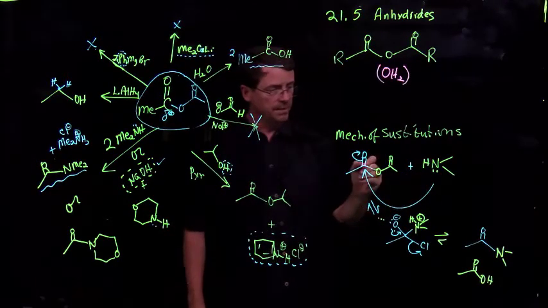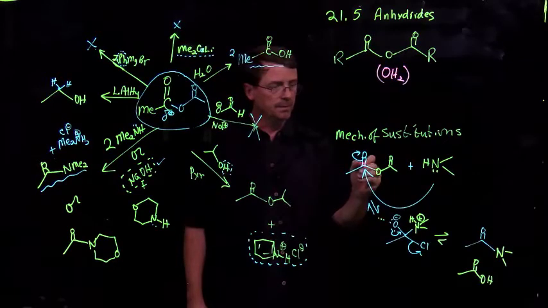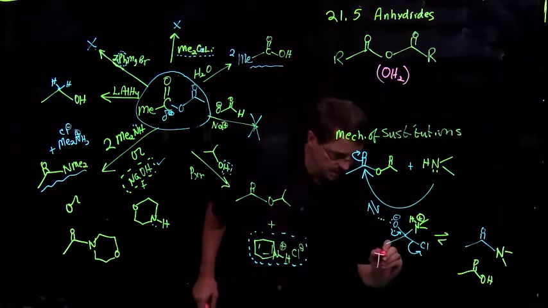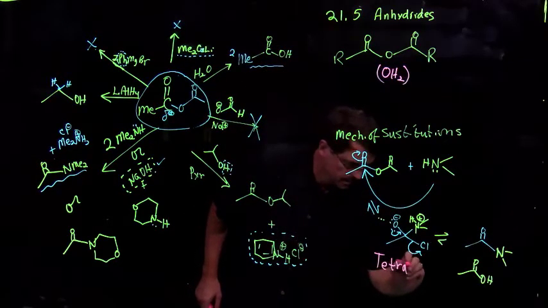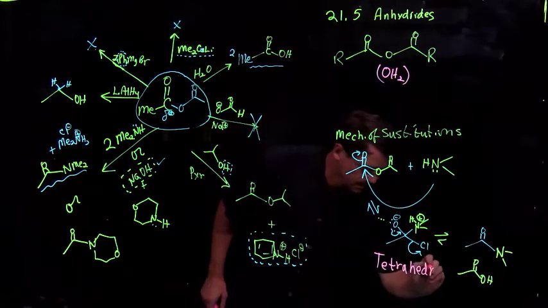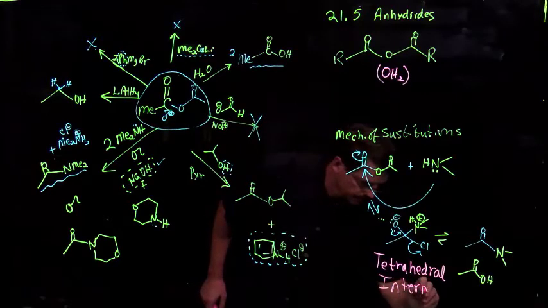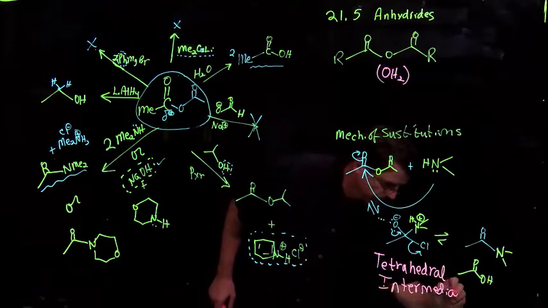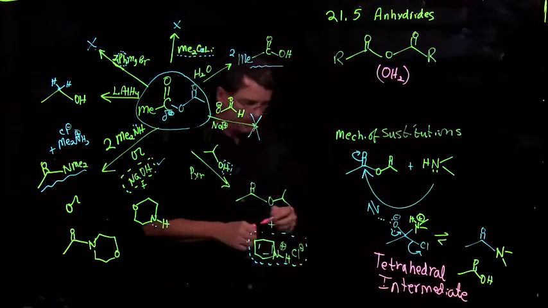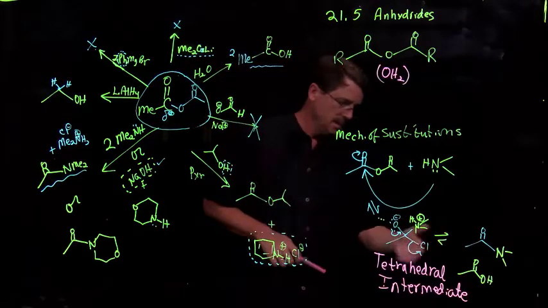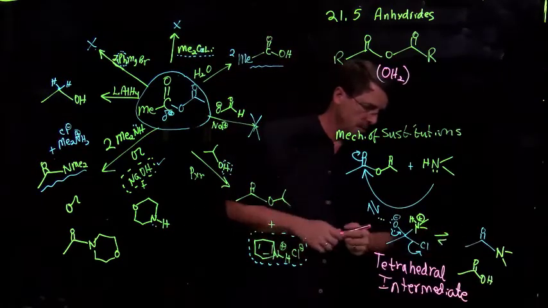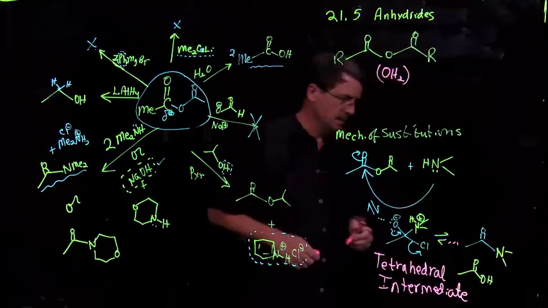Again, we have nucleophilic attack on the carbonyl. We form a tetrahedral intermediate. And that tetrahedral intermediate, of course, then undergoes some changes and eventually eliminates to give you the amide.